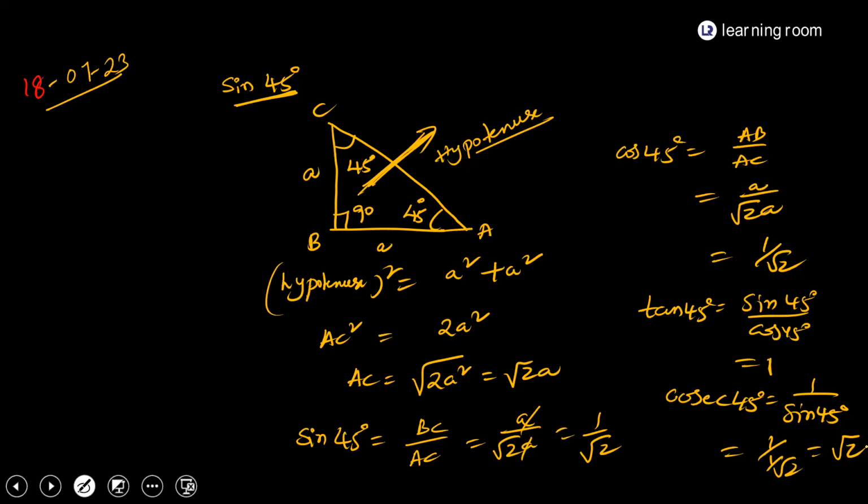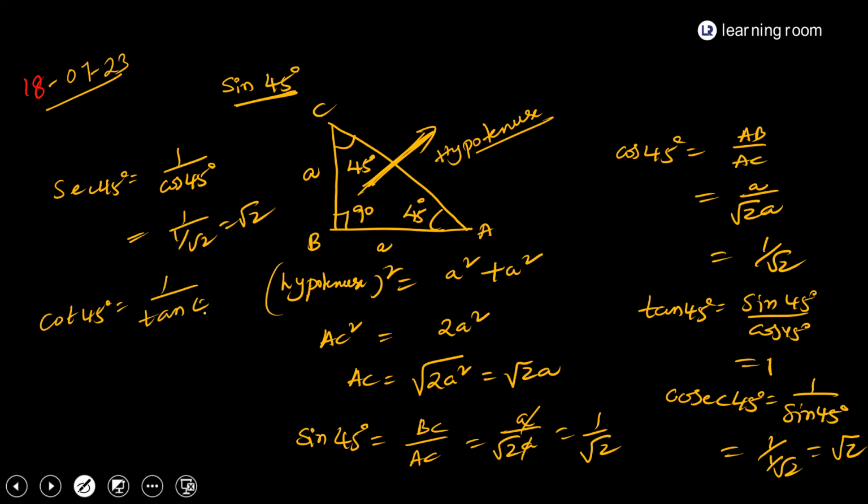Okay. So now secant 45. Secant 45 will be 1 by cos 45. Secant theta equals 1 by cos theta. So 1 by root 2 again will be root 2. Now cot 45. Cot 45 will be 1 by tan 45. How much is tan 45? 1. So 1 by 1 will be 1. Note this down also.